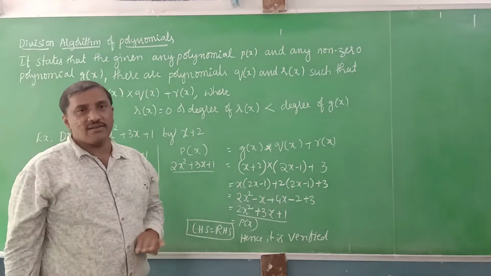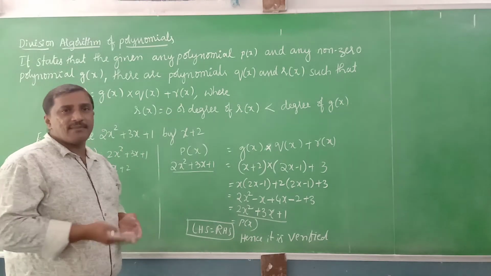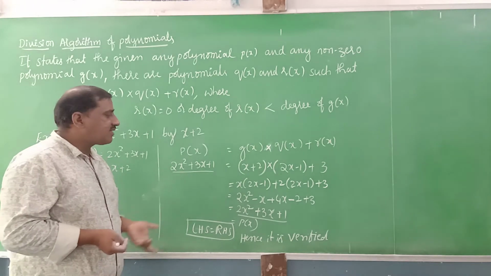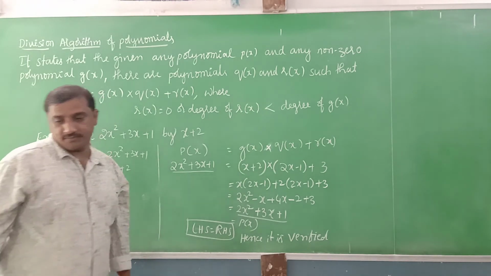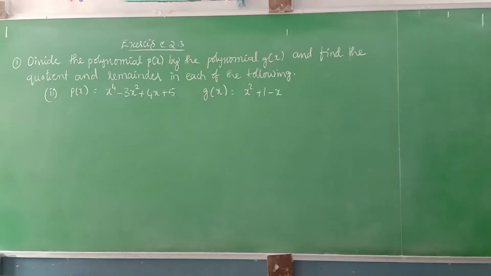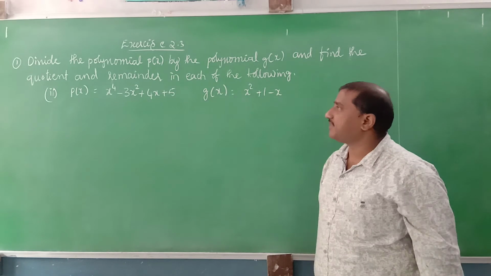Like this we can verify this. So I told you here on division, if you get the remainder 0, we call that the divisor is a factor. We will discuss one more sum. Now we discuss exercise number 2.3, first bit.